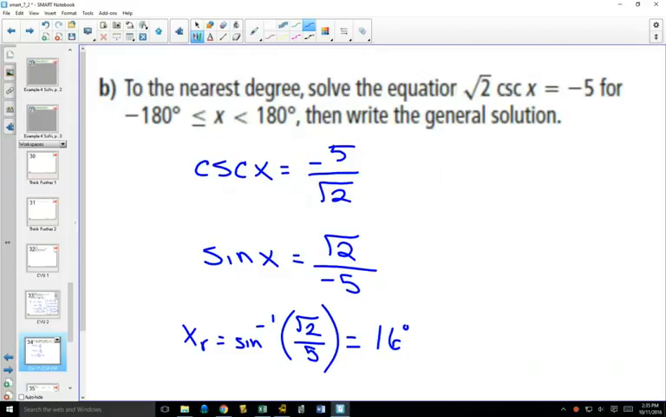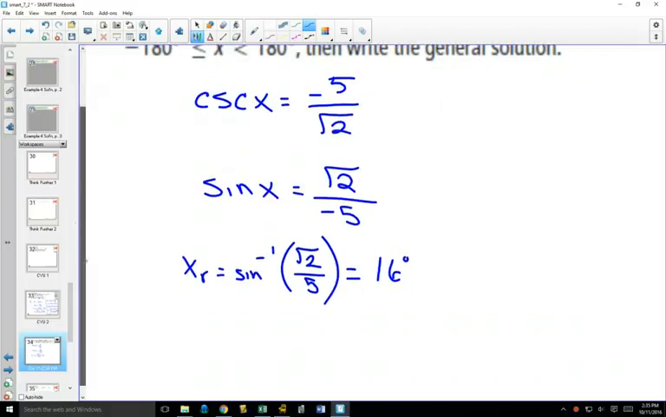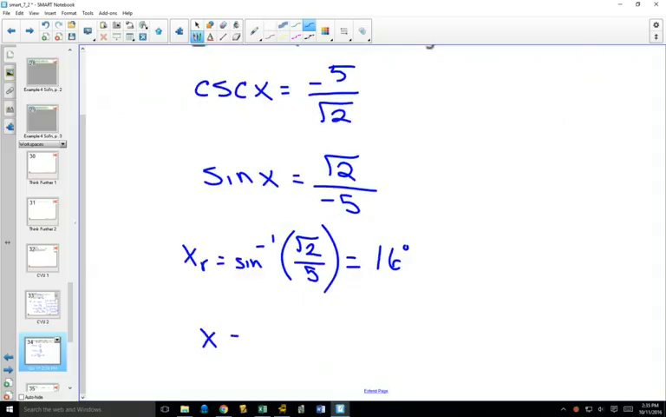Now sine is negative where? Sine is negative in quadrants 3 and 4. So if we did 180 plus 16 degrees, you get 196 degrees. And if you did 360 minus 16 degrees, you get 344 degrees. Those are our answers between 0 and 360 degrees.